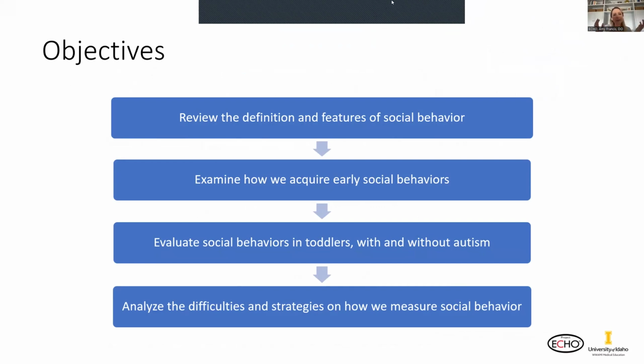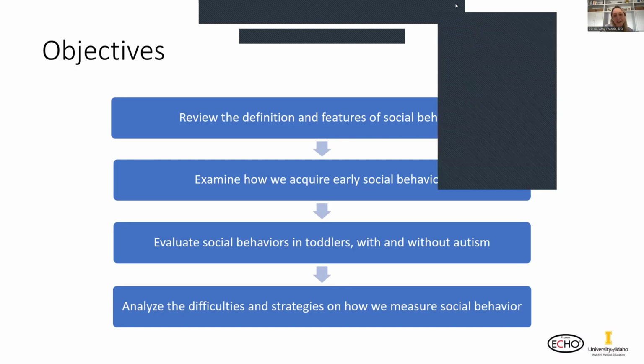So, I think Noreen and Tom, everyone really set us up for this knowledge burst right now because we're going to talk about social behavior. So our objectives for today: we're going to review the definition and features of social behavior, examine how we acquire early social behaviors, evaluate social behaviors in toddlers with and without autism, and then analyze the difficulties and strategies on how we measure social behavior. Next slide.